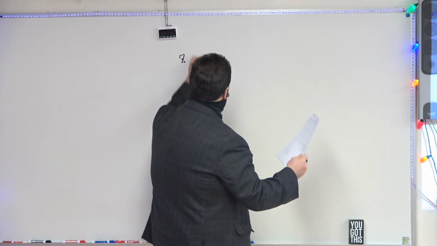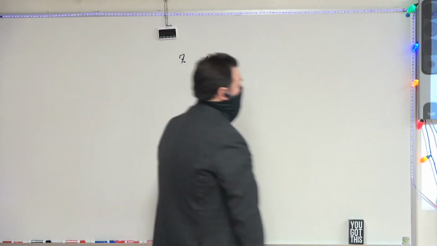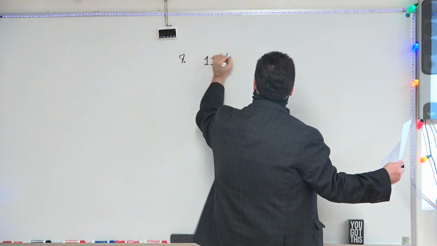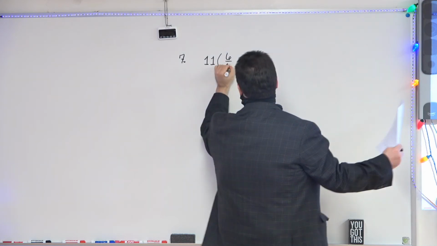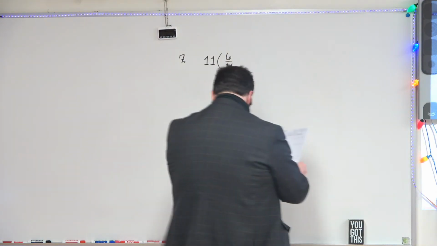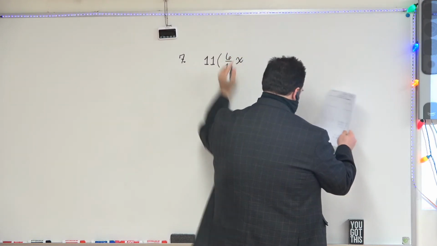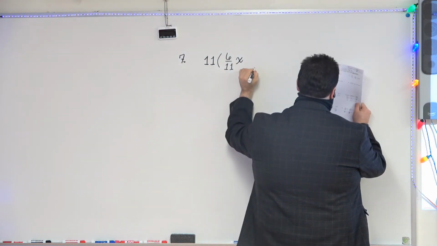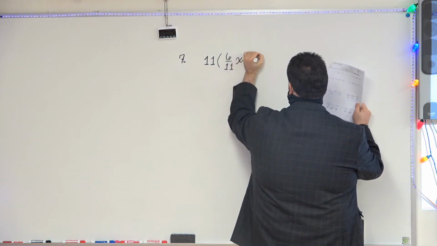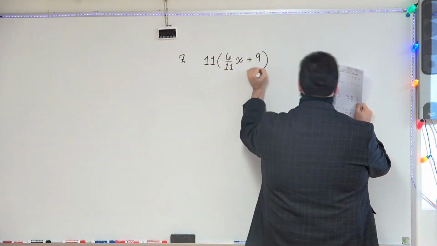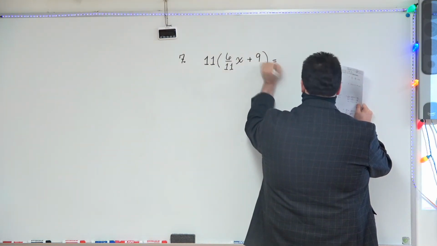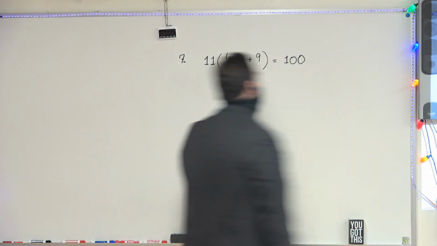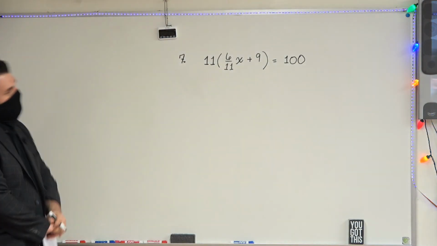Okay, so I write 11, open parentheses, 6. There's an echo in the room. Sounded like people were talking, but I know that's not possible. Okay, open parentheses, and then it's 6 over 11x plus 9, close parentheses, equals, how do you say 100 in Spanish? Cien. Cien, okay?